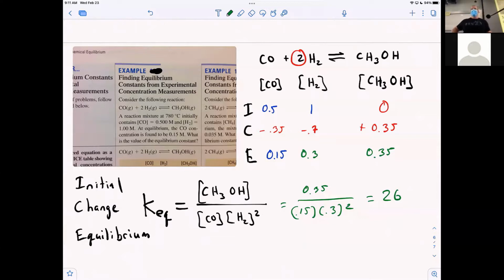So, questions with this? How did you originally get 0.35?